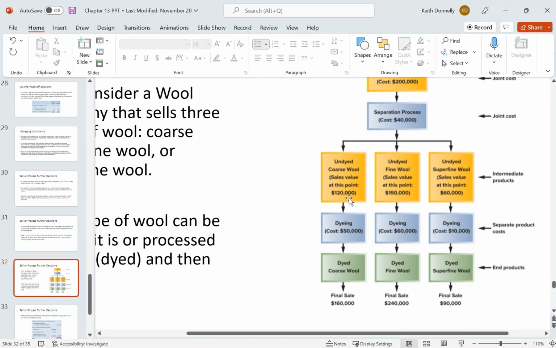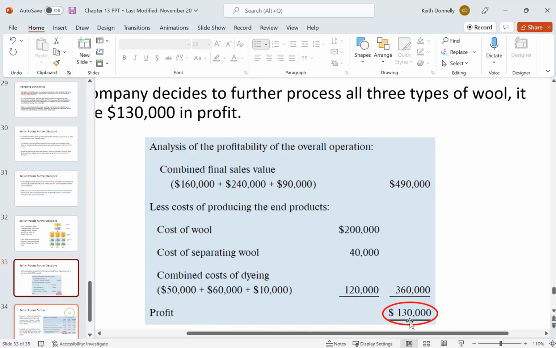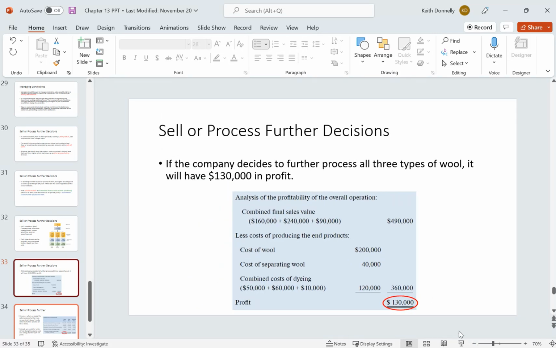And this is showing the sales value at each stage. So we could sell it for 120, 150, 60. The incremental costs here, 50, 60, 10. And then if we were to process it further, what we could sell it for, 160, 240, and 90. All right, so in this case, it says if the company decides to further process all three types of wool, it will have $130,000 in profit.